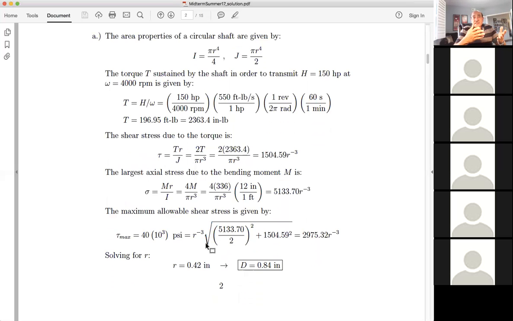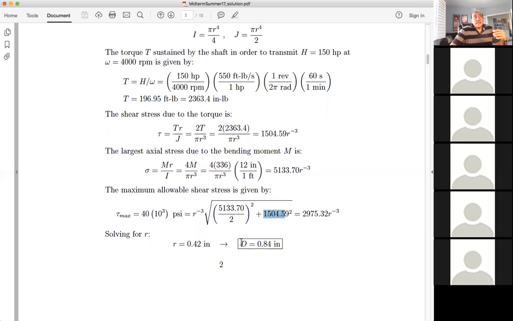So here we don't have a sigma y, so it'll be sigma x over 2 squared, which is the one from bending, and then this is the tau coming from the torsion. So if we don't know the diameter, we can leave everything in terms of the radius and then solve for the radius and hence the diameter.